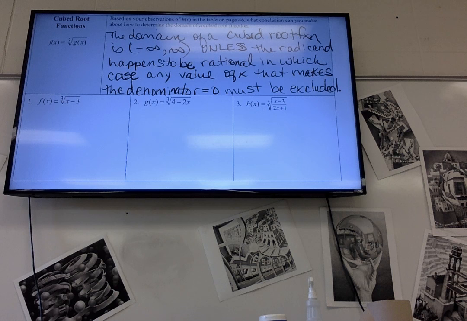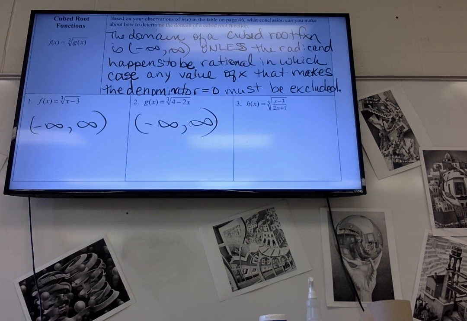h of x, yep, the third one, number 3, because it has a fraction under that cube root. So the first two, we don't have to do anything for. Because it's a cubed root and not a square root, we can just say it's negative infinity to infinity. It's only the square root one that gives us problems.